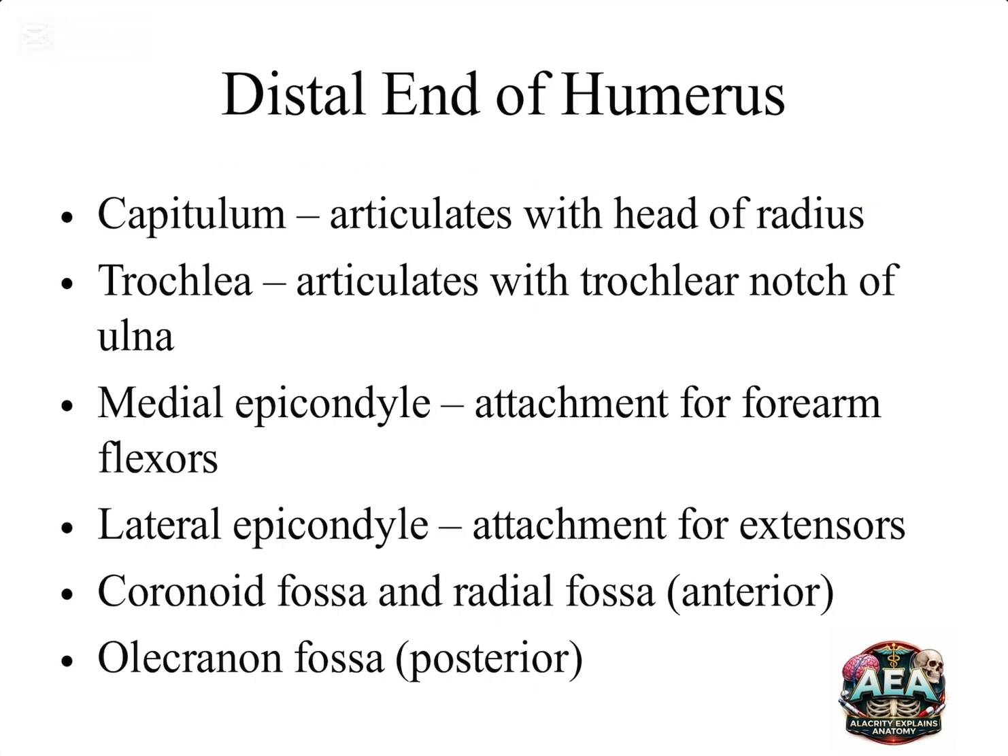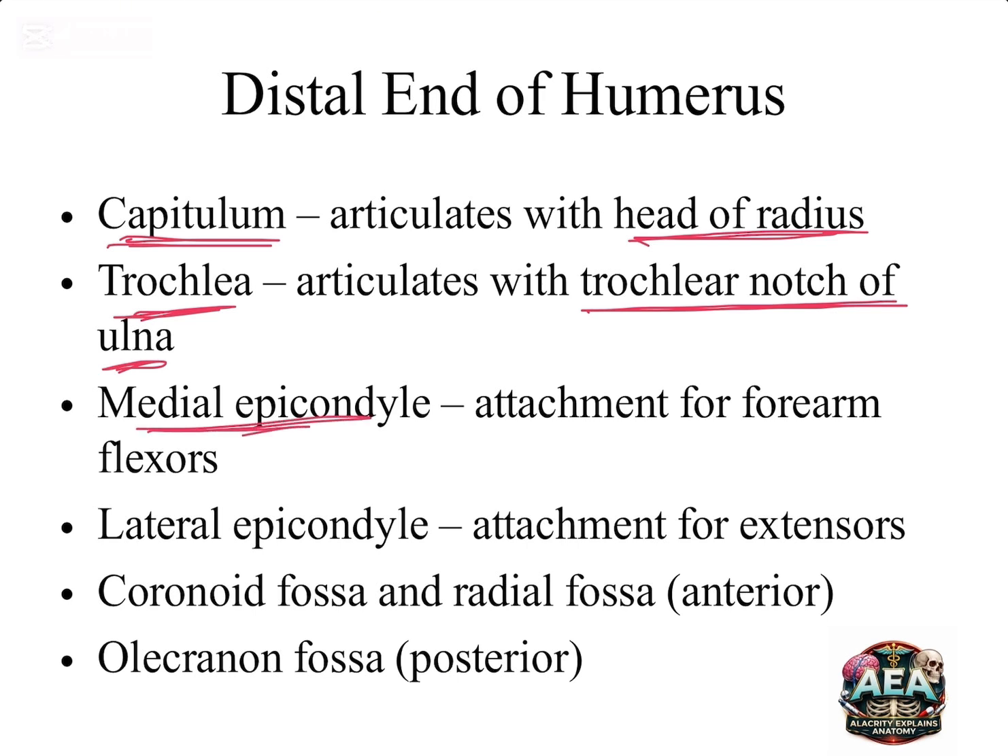Now, let's look at the distal end of the humerus. At the distal end, we have the capitulum, which articulates with the head of radius. Remember, distally, the humerus articulates with the radius and the ulna. The trochlea articulates with the trochlear notch of the ulna. We have the medial epicondyle of the humerus.